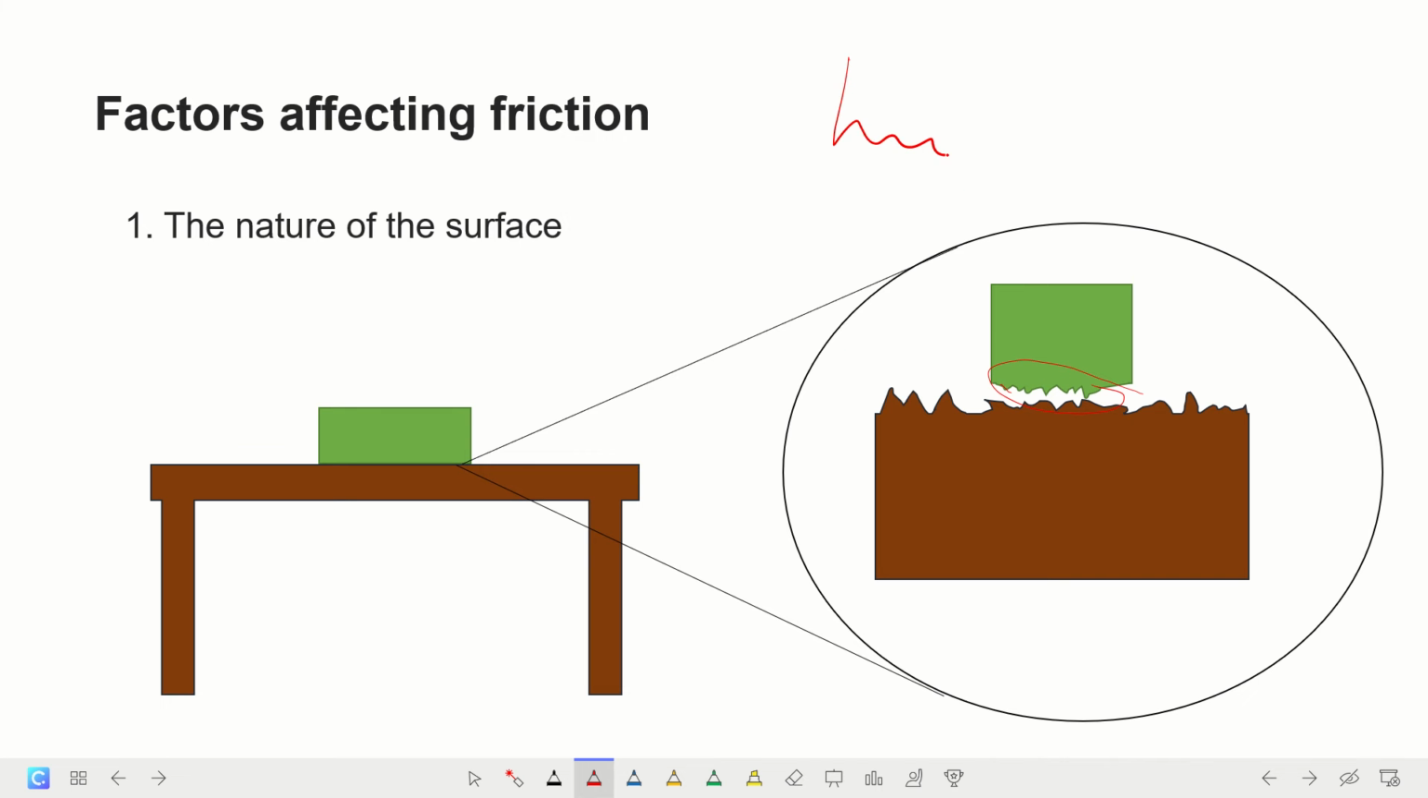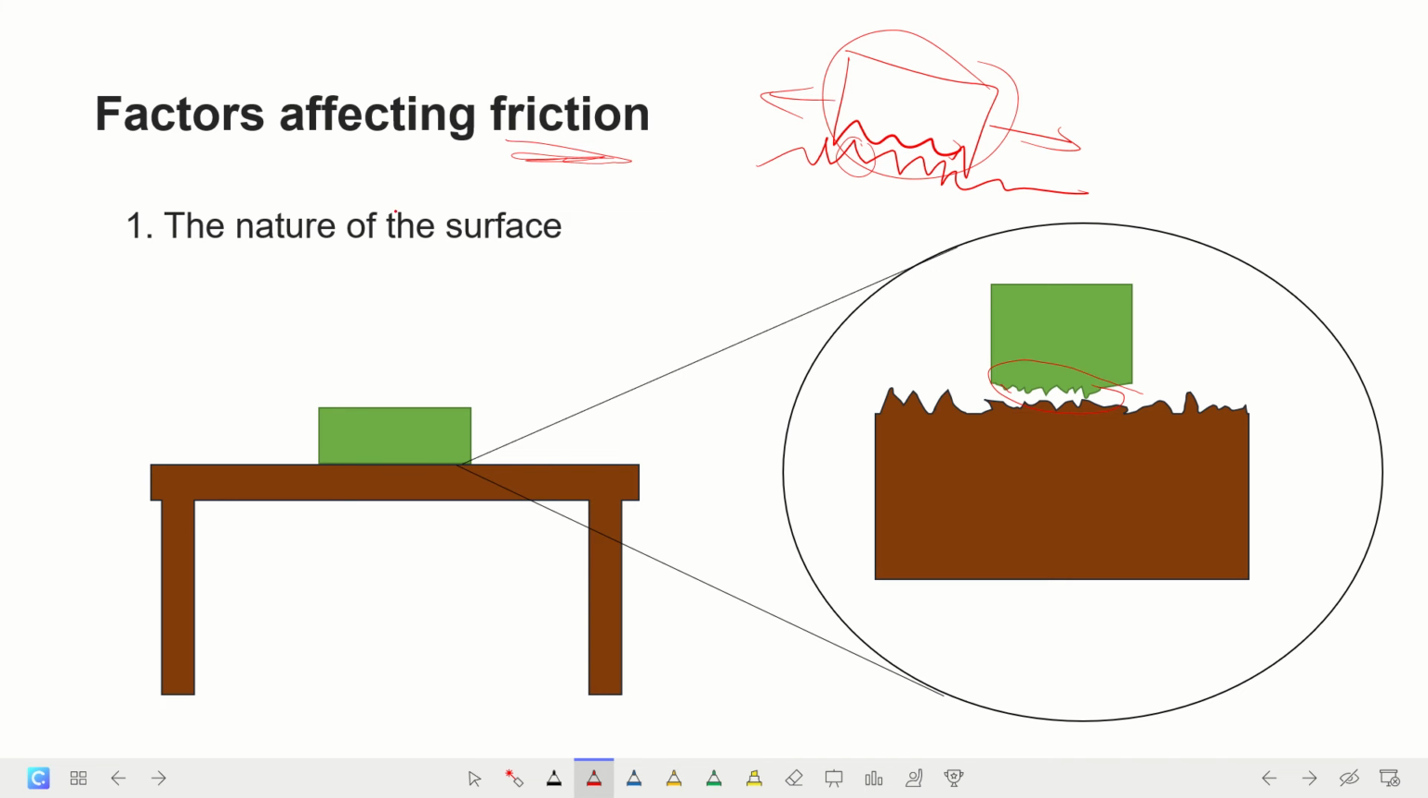So if we have here this object, and then the other object would have this, for example, this is the table. These irregularities of the surfaces cause the friction forces. So if this object moves in any direction, towards this or towards this direction, of course these irregularities will exert some opposing force towards the direction of the motion of this body. So that is one of the factors that affects our friction force.